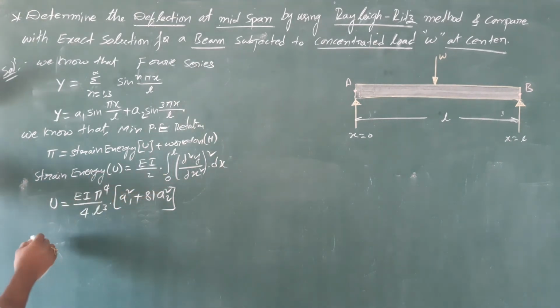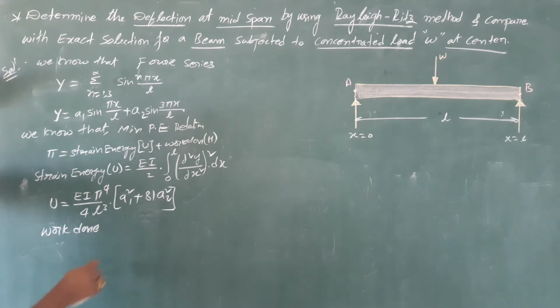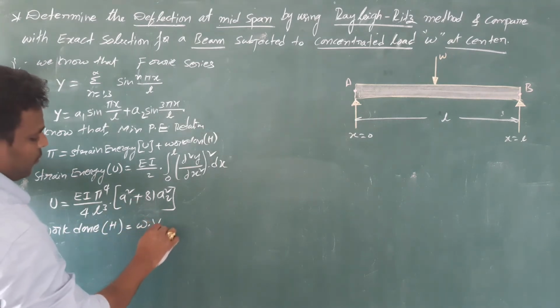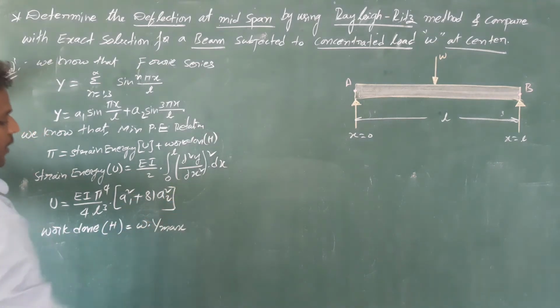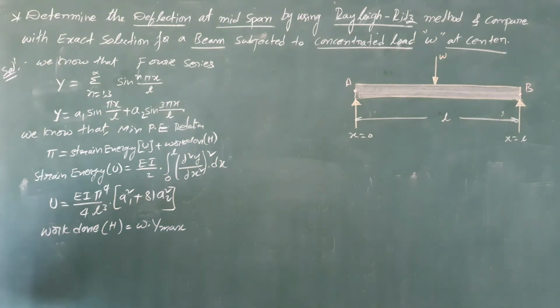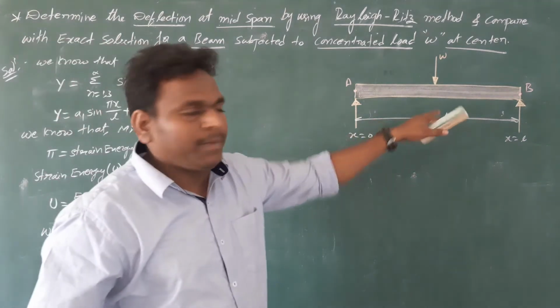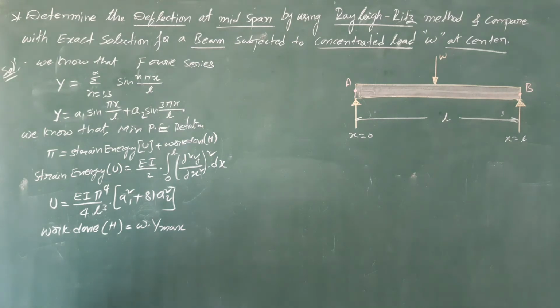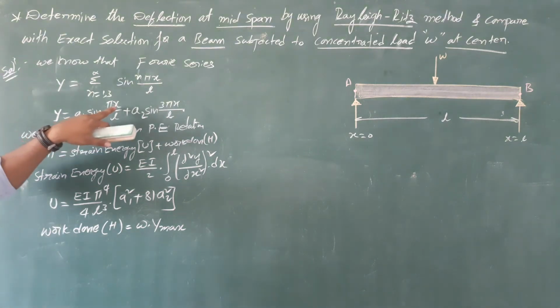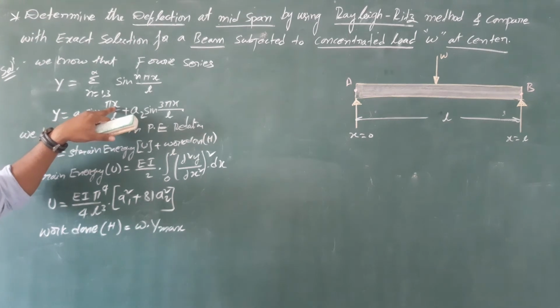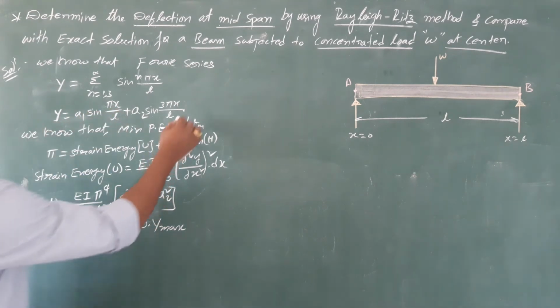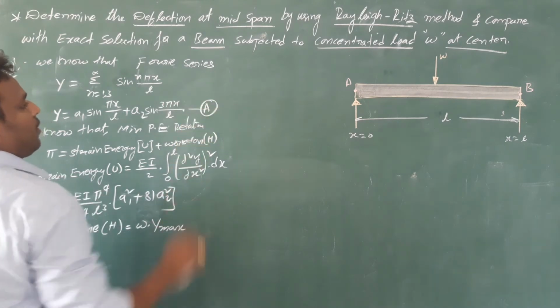Now find out the work done. H is equal to W into Y max. We know that Y max occurs at mid span. So that is Y max. Here we know the Y value, and we substitute x as L by 2. So this is equation number A.